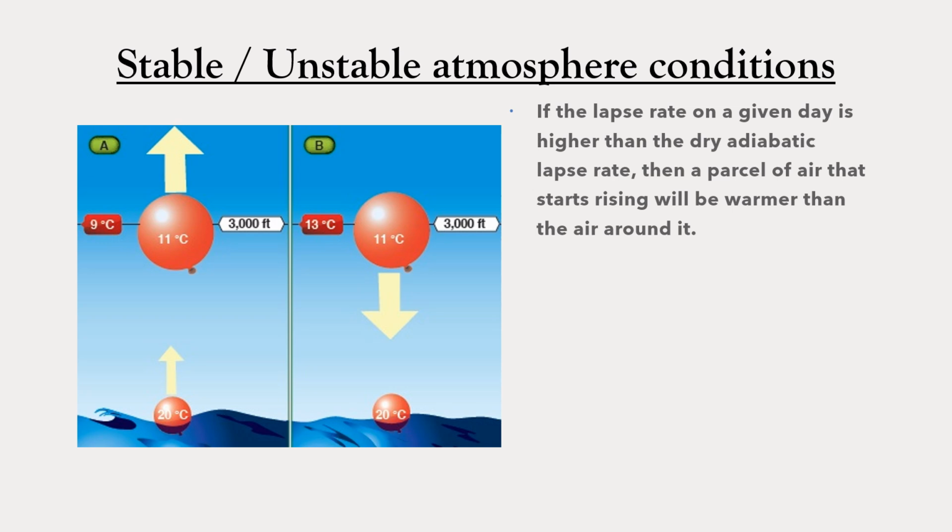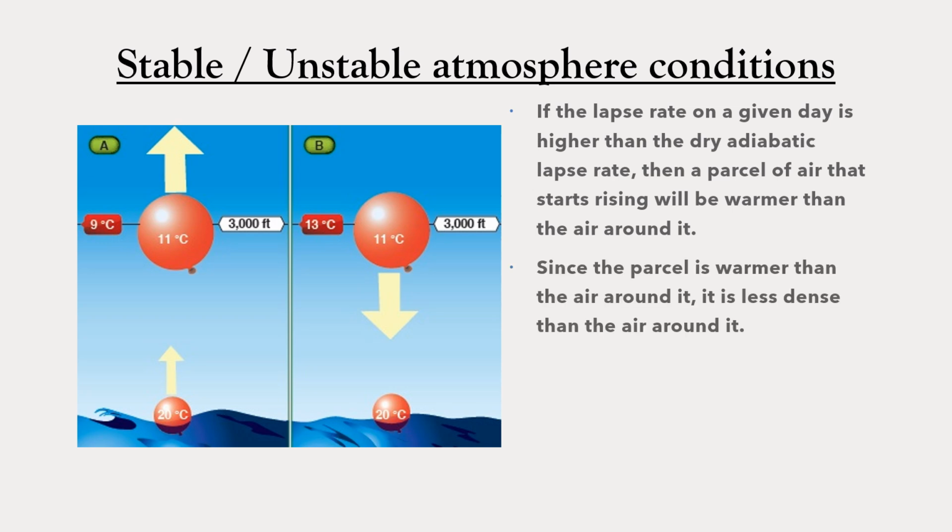That happens in both cases. But if the air around it, once it gets up to 3,000 feet, is 9 degrees, then because it's warmer than the air around it, it will continue to go up higher. In the right-hand case, it will be cooler than the air around it, so it will tend to drop in that case. So if something starts going up but then comes back down, that's kind of a stable condition.